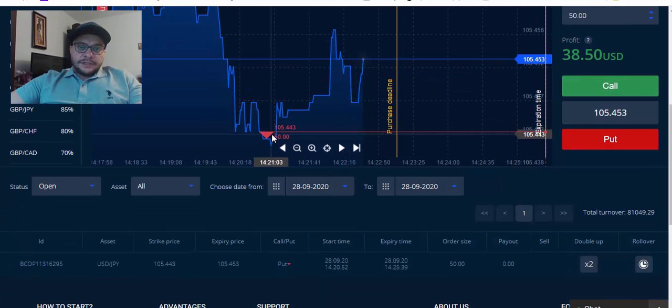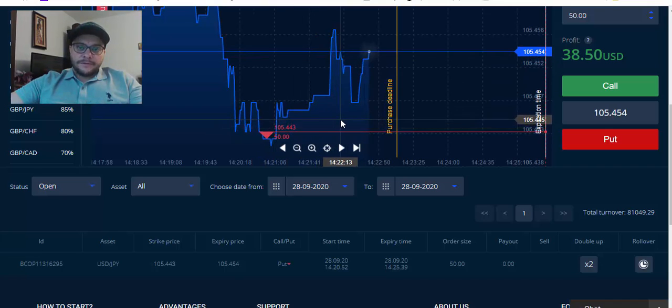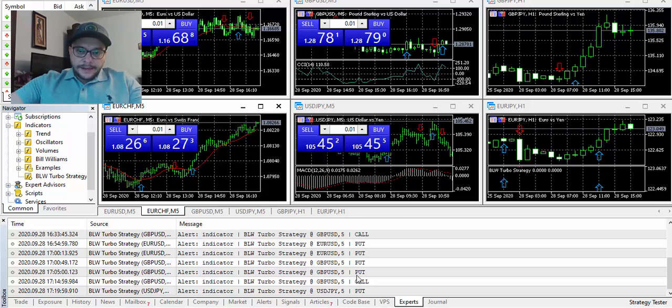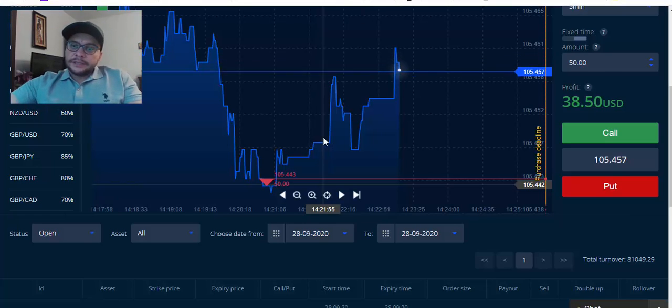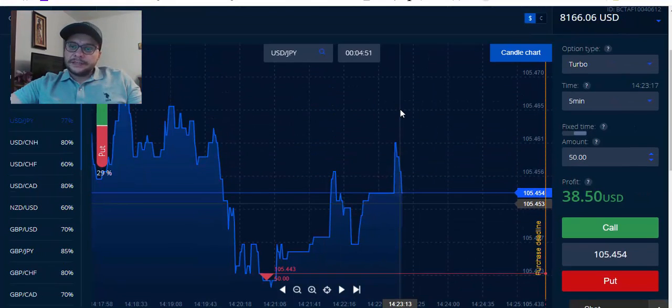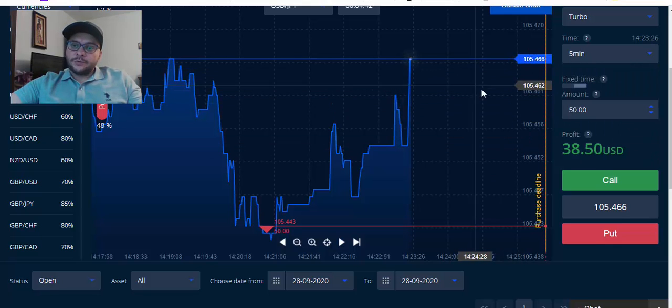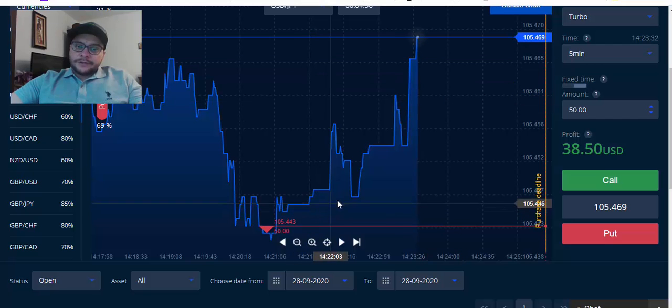All right, so let's wait for this one. So as you can see, this was a put, and now we are above the line, so we should be below the line after expiring time here. So let's wait and see what will happen. Let's check it again. Yeah, it was a put. US dollar Japanese yen, it was a put, as you can see here. It's very important when you use BLW Turbo Strategy app to use it on 5 minutes, not on 1, 2, 3 minutes, 6 minutes. No, 5 minutes. Otherwise it will not work properly. So as you can see, this one is going up.